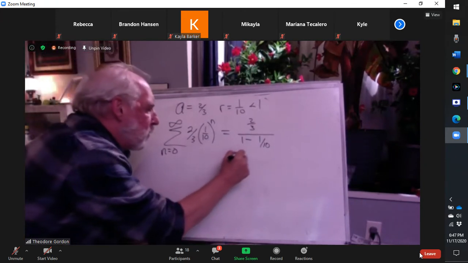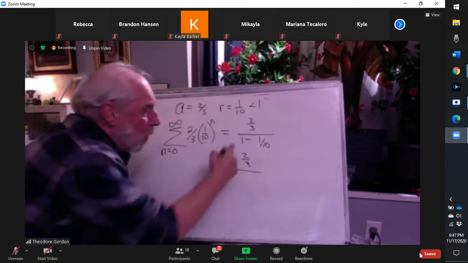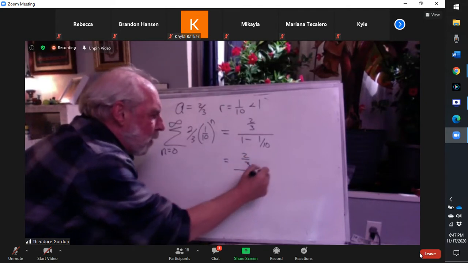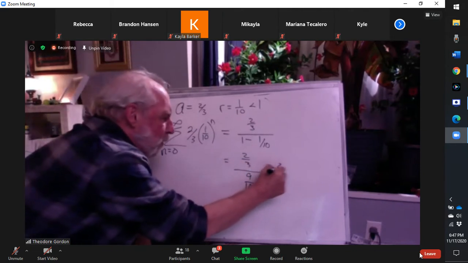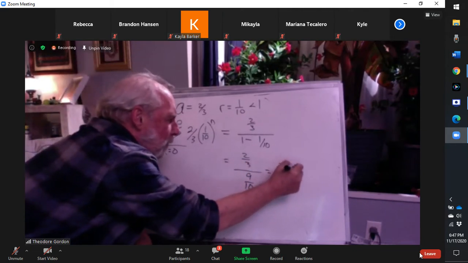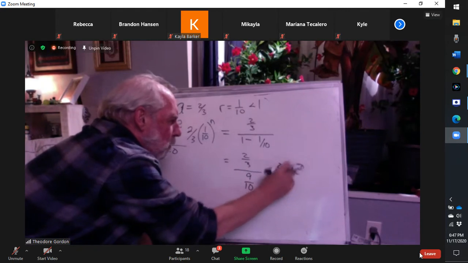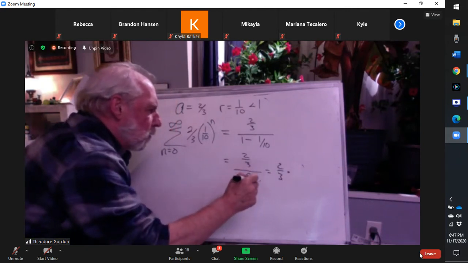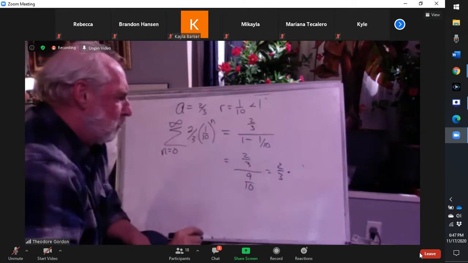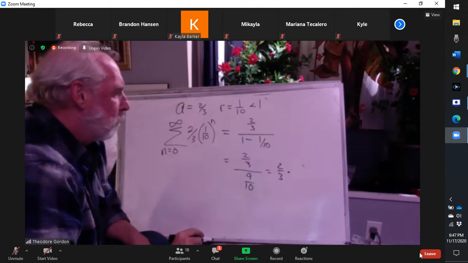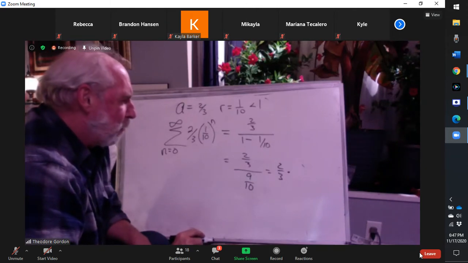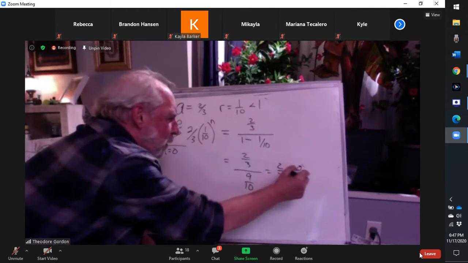So this becomes 2/3 over, well, 1 minus 1/10 is 9/10. When you divide by a fraction, you multiply times 10 over 9. Whoops. Wait a minute, did I do that right? My brain froze up. It would be 10 over 9, right? Multiplied by that. Yeah, it would be 10. My brain froze up there for just a minute.